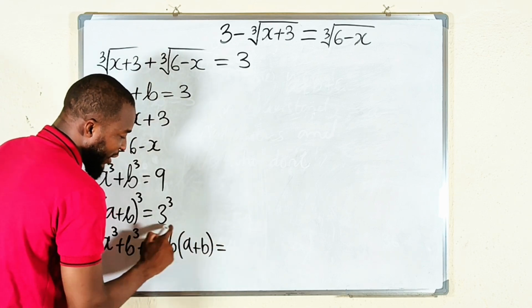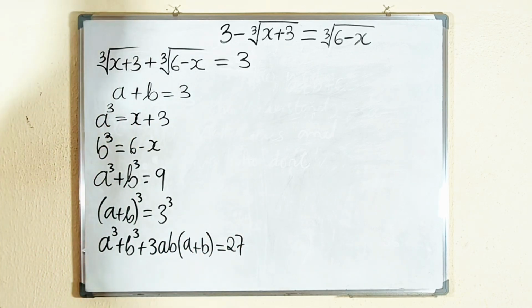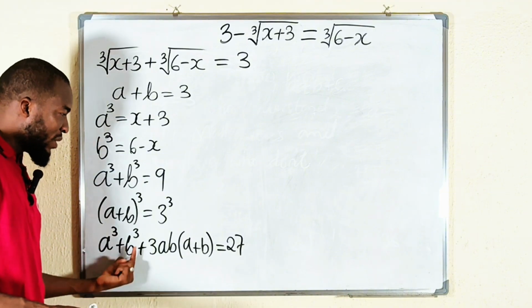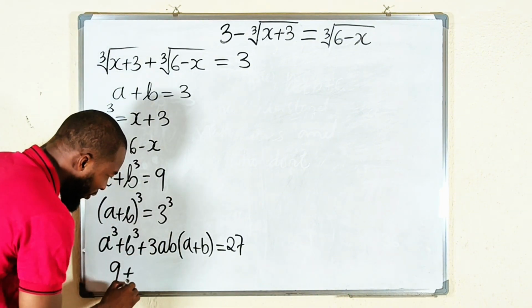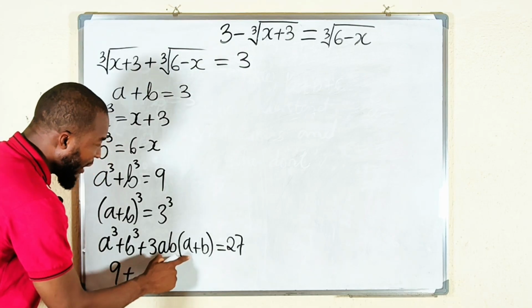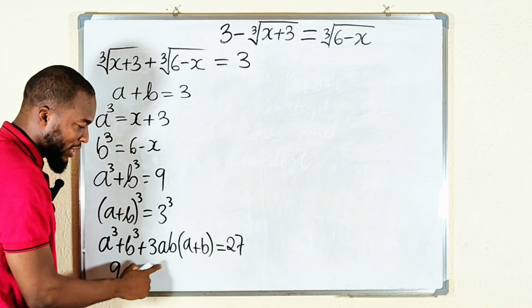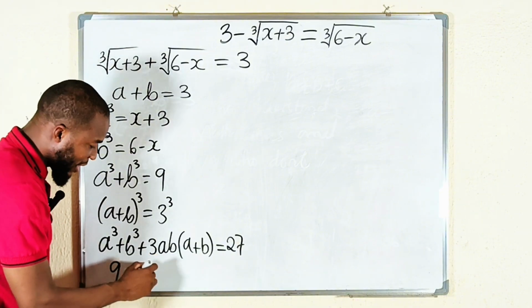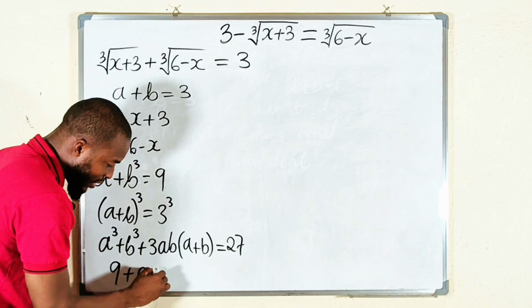What about the right-hand side? This is 27. So let's start substitution. a cubed plus b cubed is what we have here already. So this is 9 plus 3ab times a plus b, where a plus b is 3. Can you see that? And this is multiplication, right? So this 3 can multiply this 3 and you have 9 here. But we still have ab.